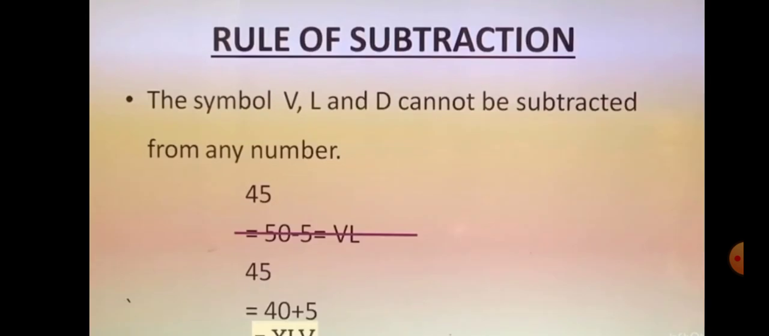So in this way we can't write the Roman numeral for 45. Let's see how we can write it. 45 is equal to 40 plus 5. First we will write 40, then we will write 5. For 40, we subtract 10 from 50. The symbol of 50 is L and the symbol of 10 is X, so it will be XL. Now 5 is also there. So 45 is equal to XLV.